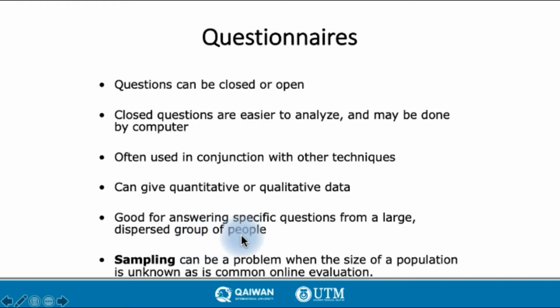And sampling is when you choose the populations that you want to target, the people that you want to target. So usually if you want to do some research about Iraq, you cannot just go to every Iraqi person and tell him to answer your questionnaire. So you can choose some populations. That technique, we call it sampling techniques.